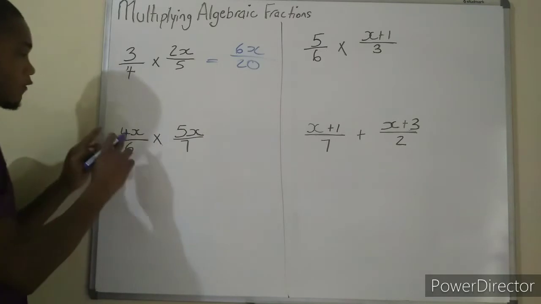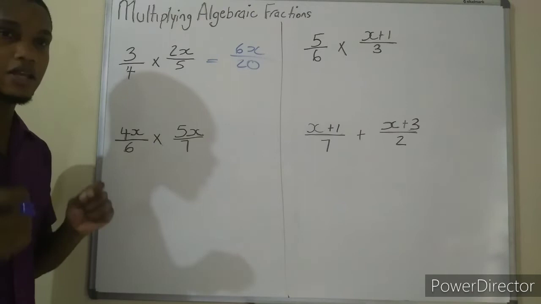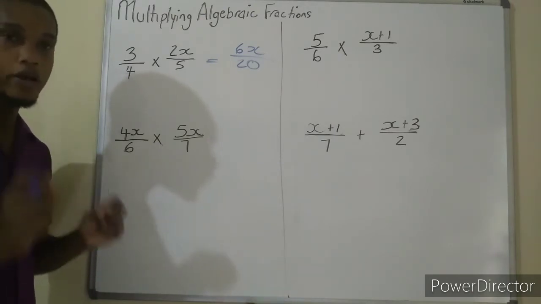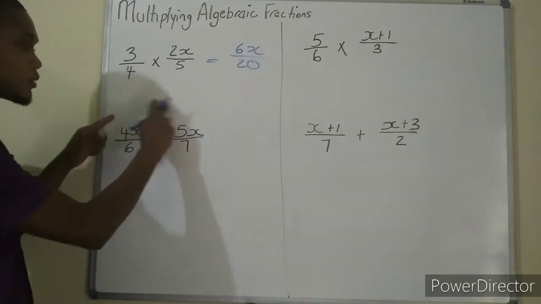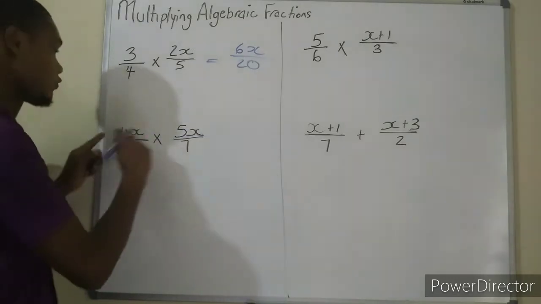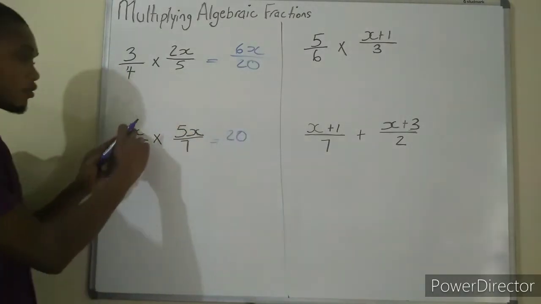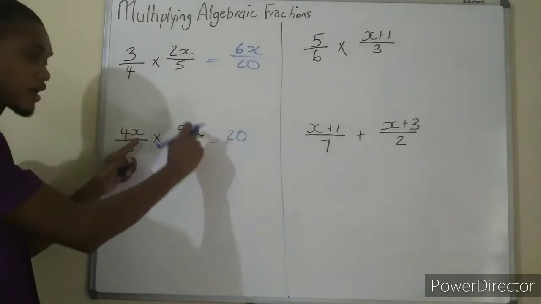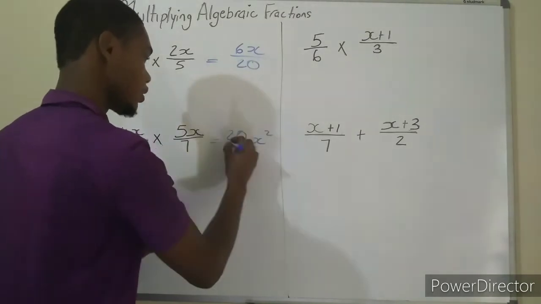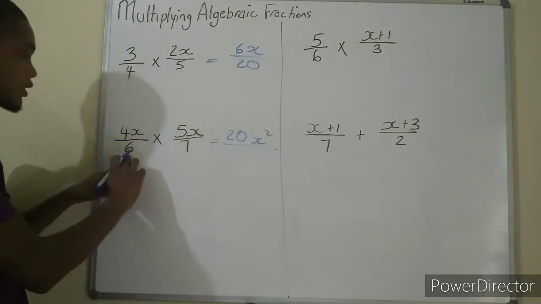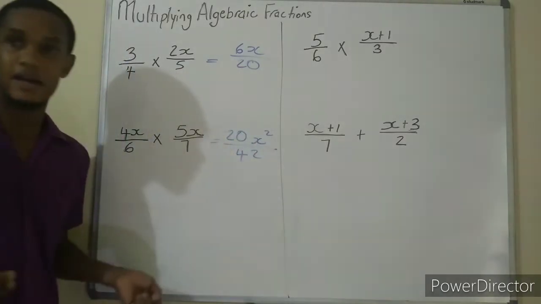Second question, 4x over 6 times 5x over 7. Procedures are the same thing. Just like when you're dealing with ordinary multiplication of numbers or of terms with variables, you will multiply the number part. So 4 times 5, that gives you 20. Now the variable section, so it's x times x, and x times x gives you x squared. So you put your fraction bar. 6 times 7, that gives you 42. And that's it.